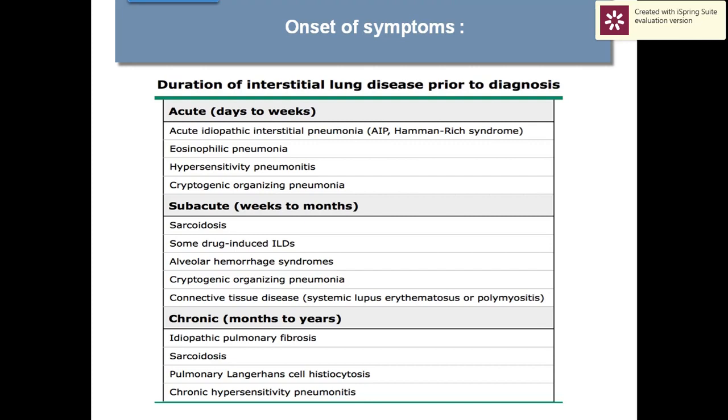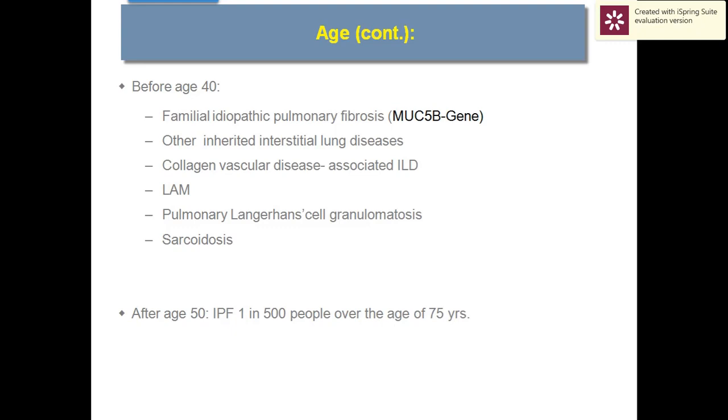Acute HP can become subacute, and if not treated or detected early, it will result in chronic hypersensitivity pneumonitis. Familial IPF: yes, there is familial IPF, and MUC5B gene mutation can result in it. When we see patients diagnosed by CT scan with characteristic idiopathic pulmonary fibrosis, it always affects, as we know, elderly patients older than 55 to 60. But sometimes we find these characteristic findings on CT scan in younger age, so we have to look for familial idiopathic pulmonary fibrosis.